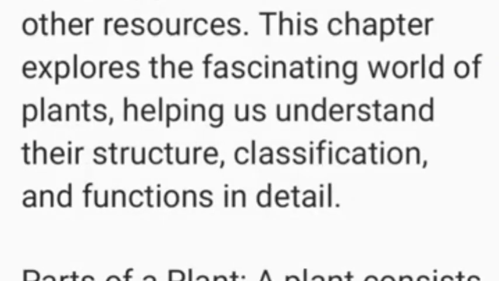Lesson 7. Getting to know plants. Plants are an integral part of our ecosystem, providing us with food, oxygen, and numerous other resources. This chapter explores a fascinating world of plants, helping us understand their structure, classification, and functions in detail.